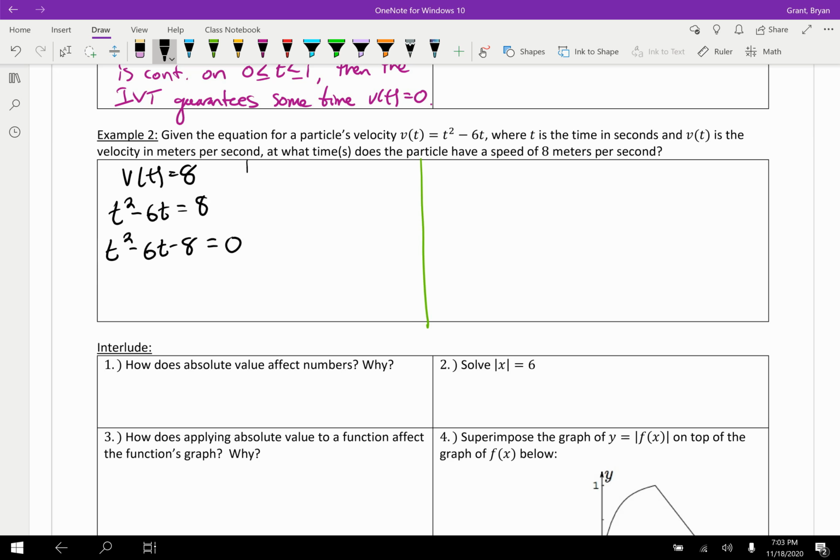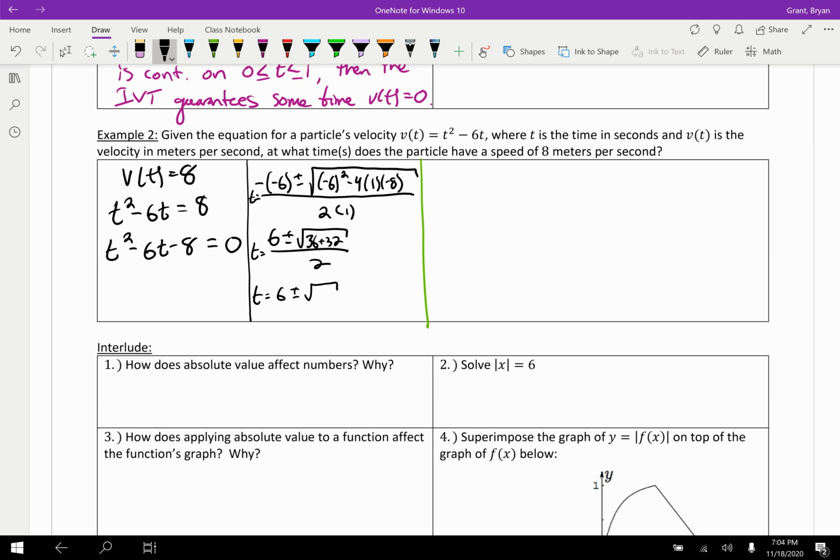Just a quick reminder of that quadratic formula: negative b plus or minus the square root of b squared minus 4 times a times c, all over 2a. And then you simplify down, so 6 plus or minus the square root of 36 plus 32, over 2. So t equals... we're solving. And last but not least, 32 and 36 is 68, all of this over 2. And so we found 2 time values.